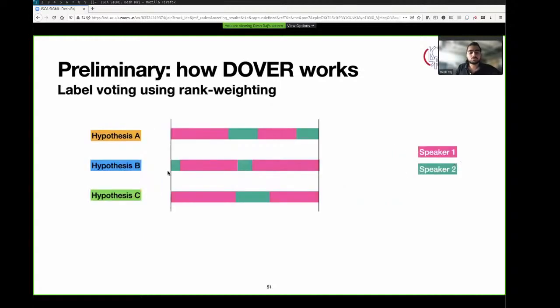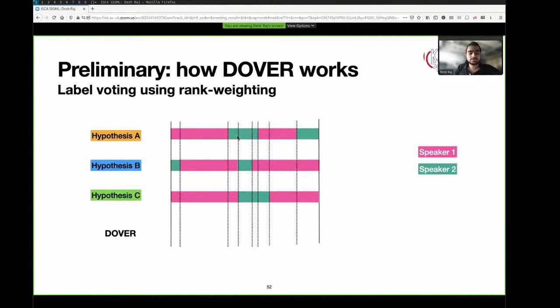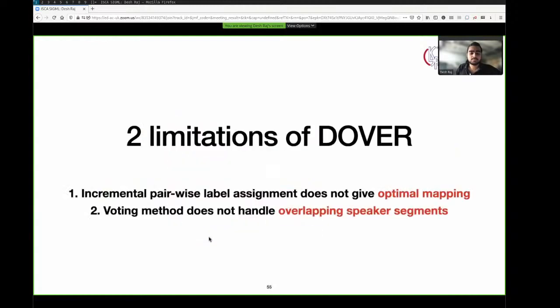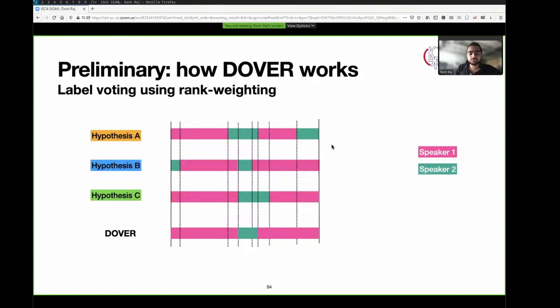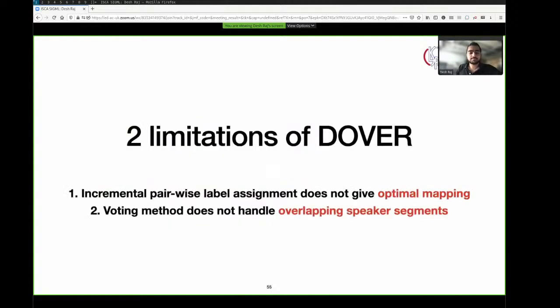So to perform voting, we divide all the hypotheses into regions based on the time boundaries, and then perform voting within each of these regions. For example, in this region, hypotheses A and C predict speaker 1, while hypothesis B predicts speaker 2. So the DOVER just predicts speaker 1 in this region. And it does this for all the regions, which is how we get the final combined solution. So DOVER first proposed this idea of mapping and voting, which we extend in our paper.